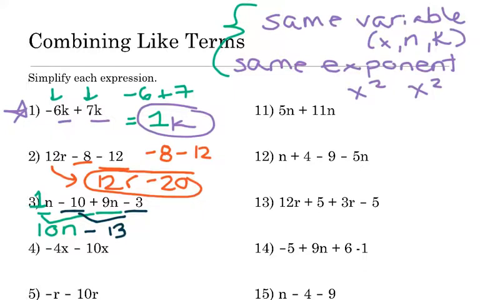Alright, and then from here, it kind of repeats what we just did. So if I'm looking at 11, I have 5n plus 11n. Both of them share n to the first power. I just need to combine 5 and 11. 5 plus 11 is 16. Keep your variable.